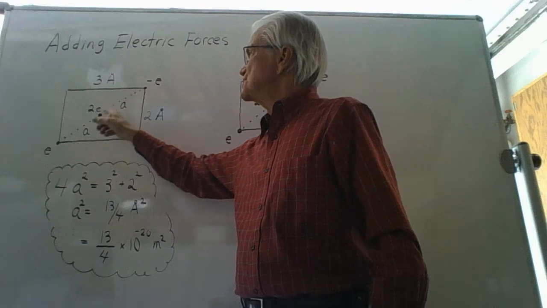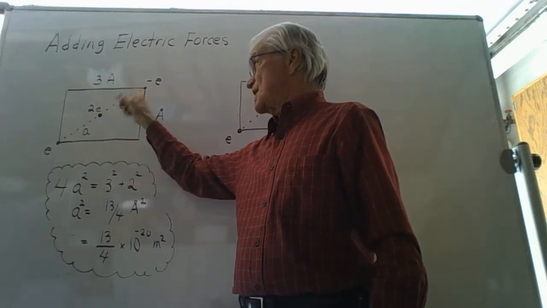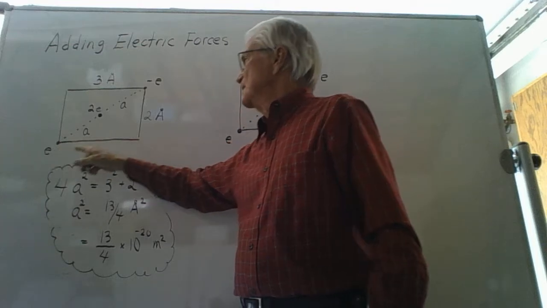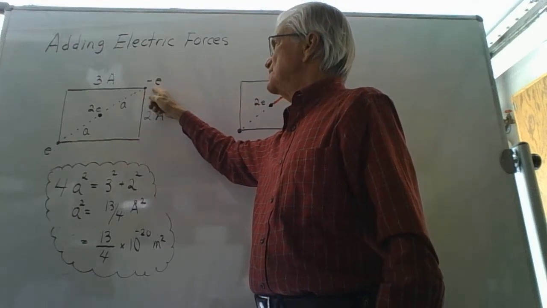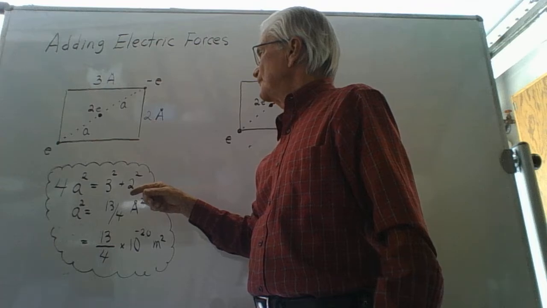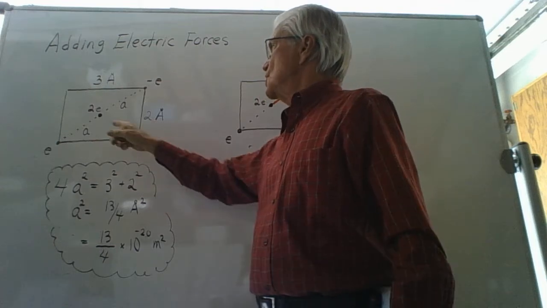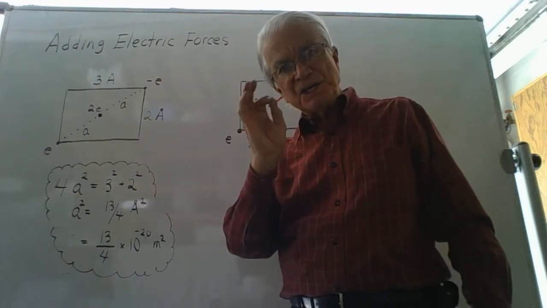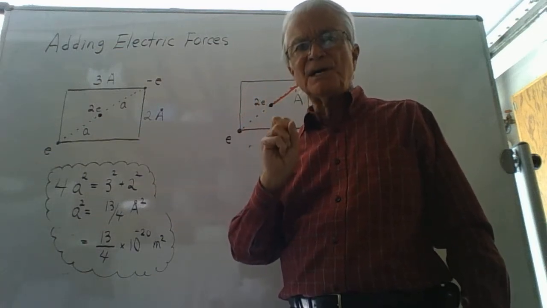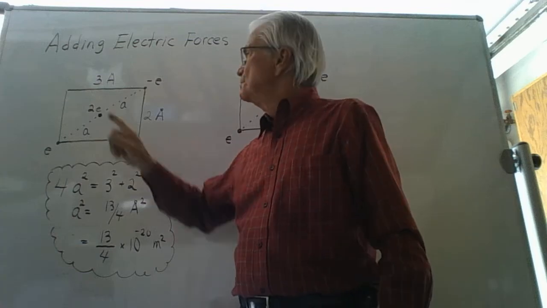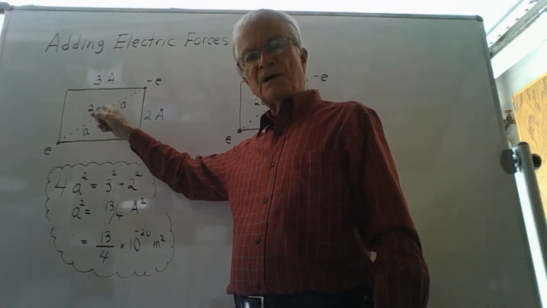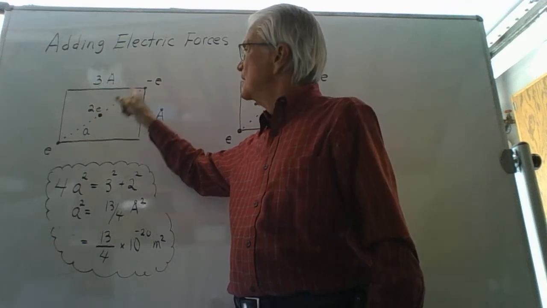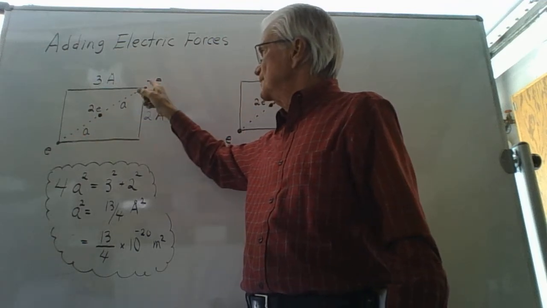At opposite vertices, at the ends of the diagonal, you have a proton charged E and an electron charged negative E. We wish to know what is the total force on a magnesium ion, doubly plused magnesium ion, placed at the center of the rectangle. In other words, placed at the midpoint of the diagonal line.